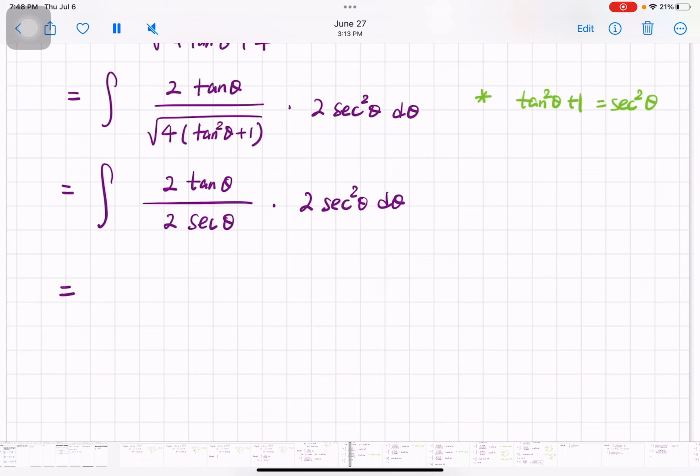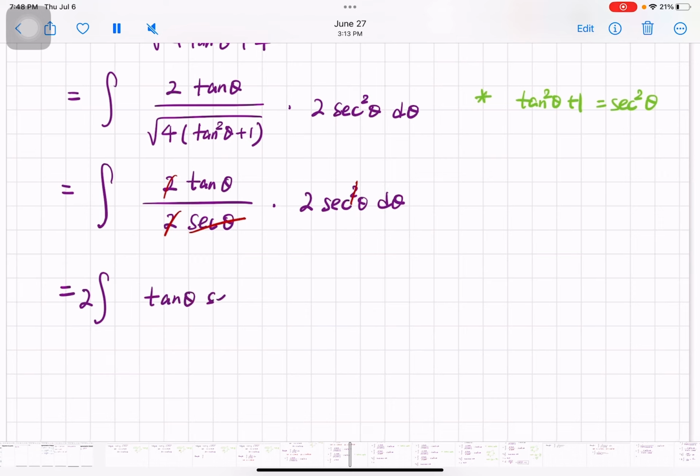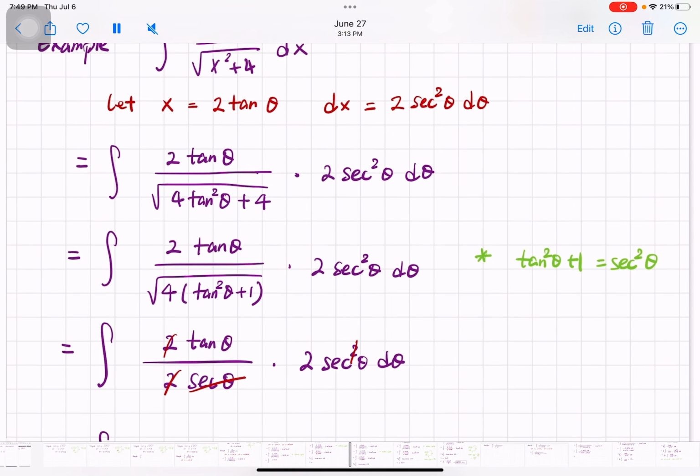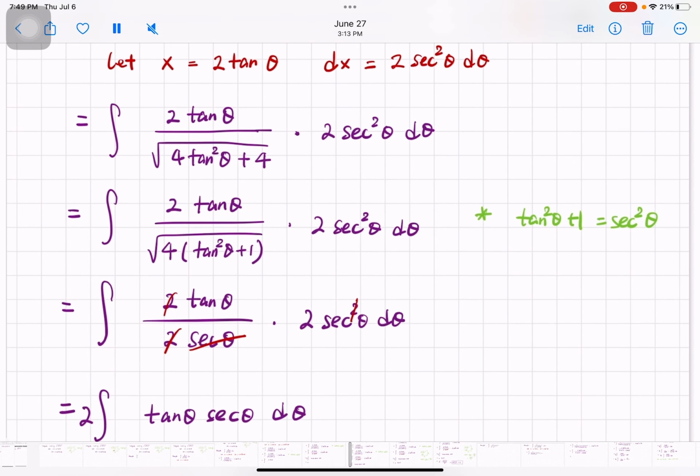Now we can simplify everything to have the constant 2 out and get tangent theta secant theta d theta, and we know that is the derivative of secant theta. But we are not looking for theta, we're looking for x.